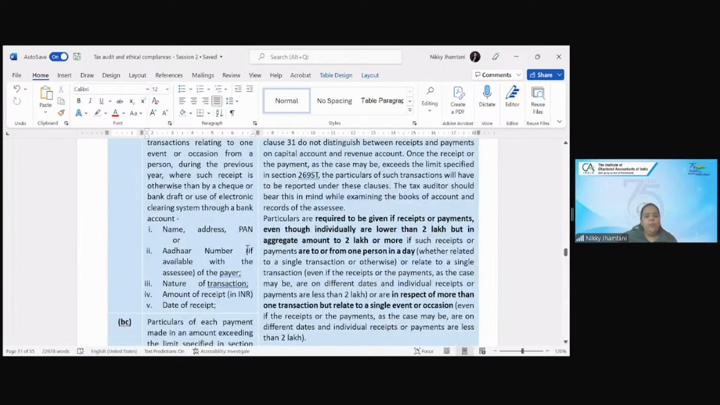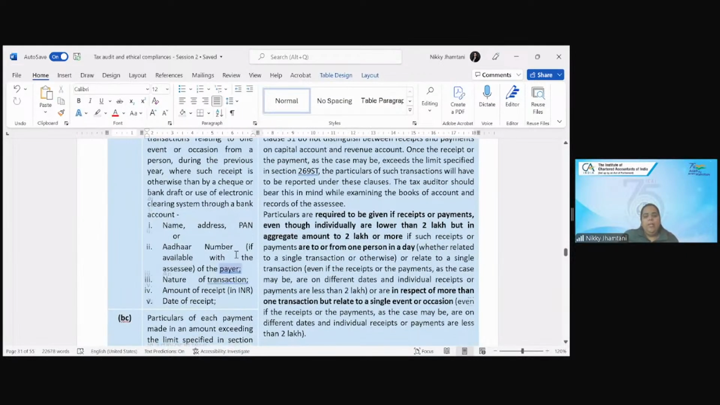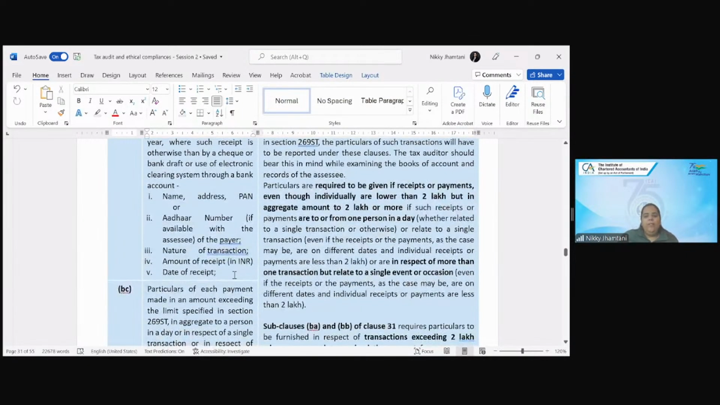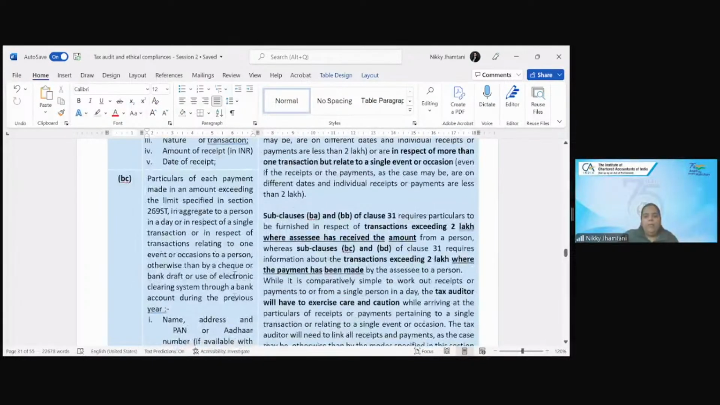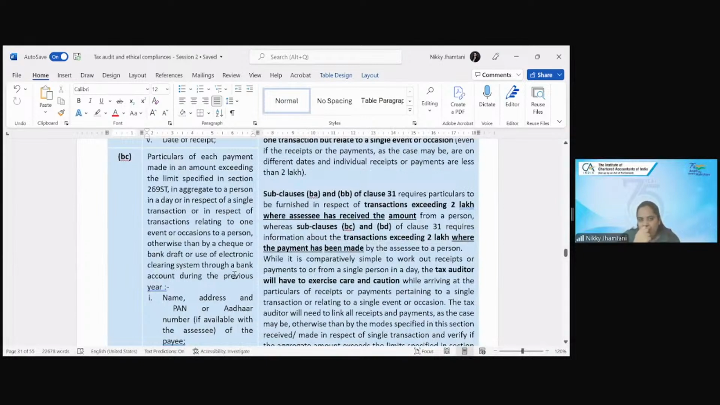So what is to be reported is name, address, PAN or Aadhaar number, nature of transaction, amount of receipt in INR and date of receipt. ठीक है, and BC says particulars of each payment made in an amount exceeding the limit specified in section 269 ST in aggregate to a person in a day or in respect of a single transaction or in respect of transactions relating to one event or occasions to a person otherwise than by a check or bank draft or use of ECS through a bank account during the previous year.